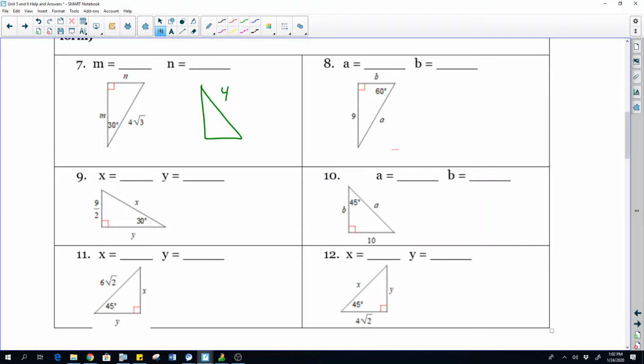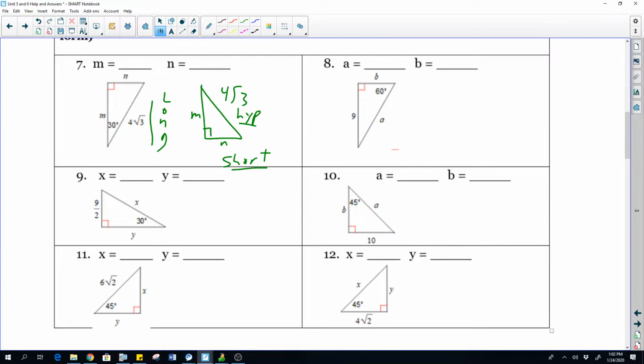Where the hypotenuse is 4 radical 3. And then we have our short leg, we don't know, call it n. And then we have our long leg, call it m. It's good to identify each of these legs and label it so we can see what's going on. Don't forget to label the hypotenuse on these. If you don't know which one's short, which one's long, which one's hypotenuse, you're going to get it wrong. So be careful, identify them correctly.